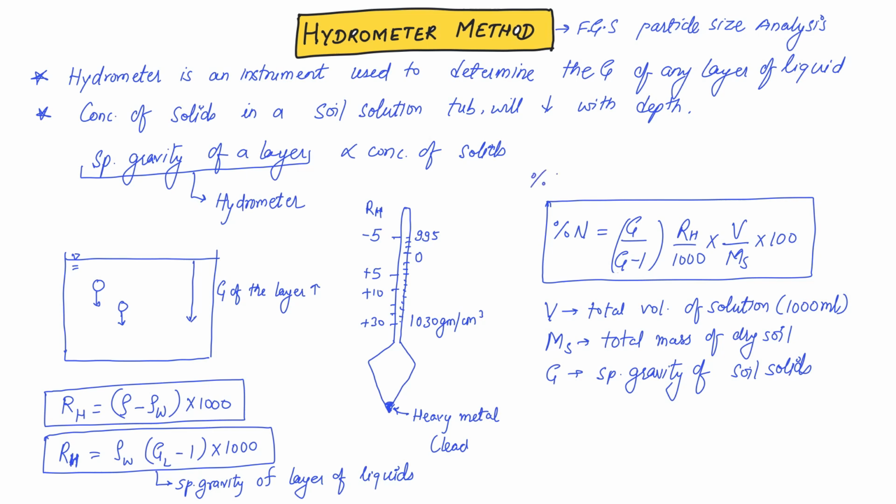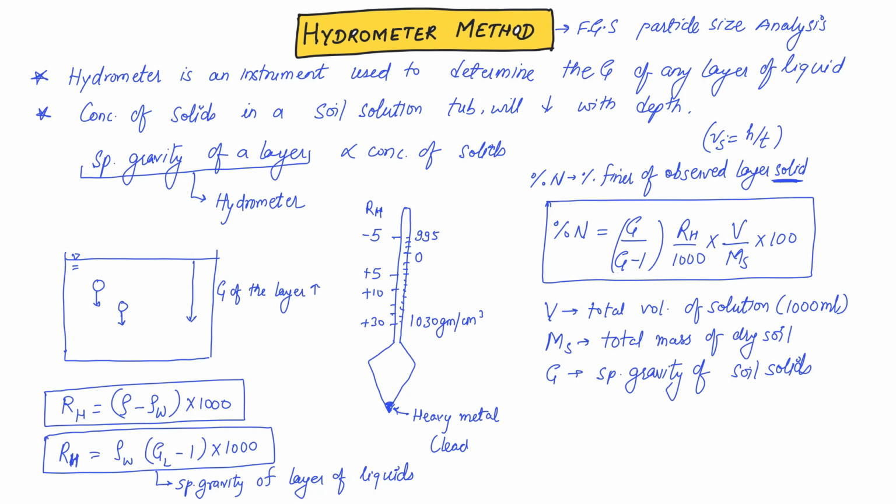Yes, what is percentage N? That is the percent finer of the observed layer solid. And what is the observed layer solid? That is nothing but the solid having a settling velocity equal to H by t. So after how much time you are observing the liquid layer and at what depth you are observing, that will define what solid you are going to observe there. So that's all about the hydrometer method.